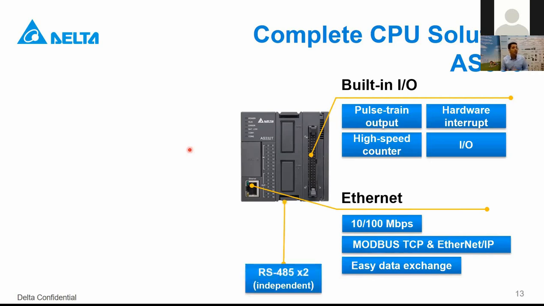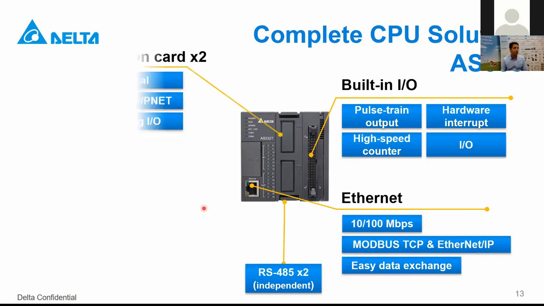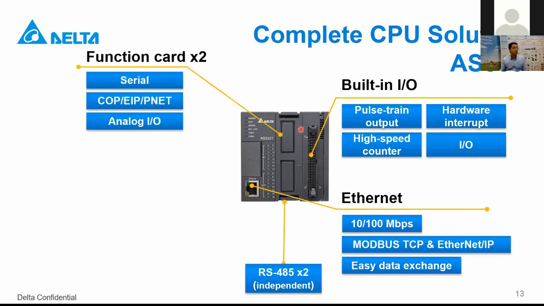We have RS485 port. At the bottom, we cannot see right now, but we have 2 ports for RS485. We have a function card slot. This is an empty slot, so we can customize it. We have serial function cards, communication function cards, and analog function cards. Apart from modules, to customize the CPU itself, we have an empty slot to customize with some function cards.